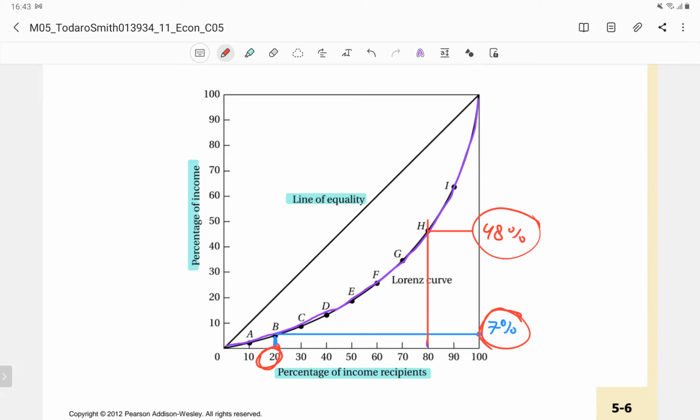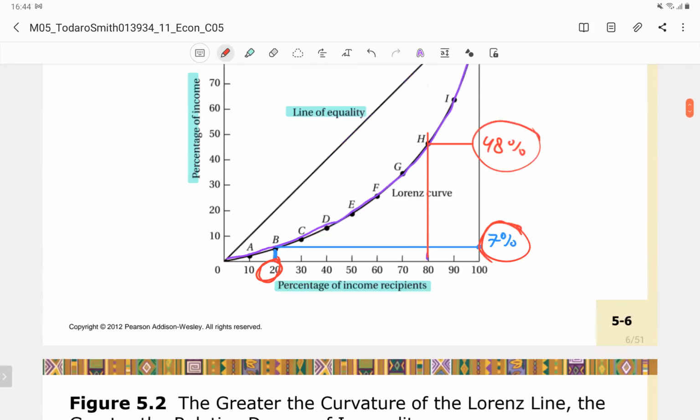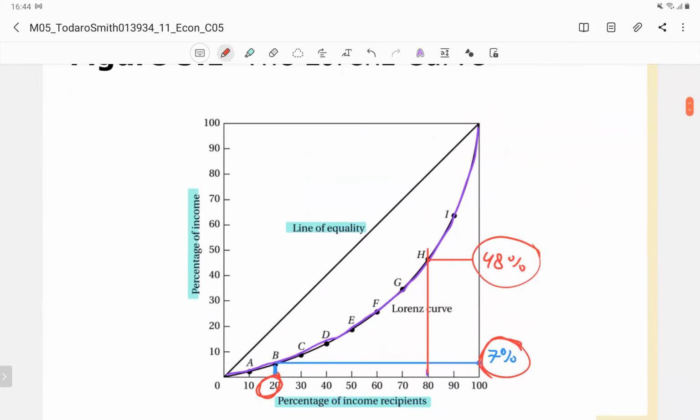Okay. And why do we need the Lorenz curve? Because we are going to calculate the Gini coefficient using the Lorenz curve.